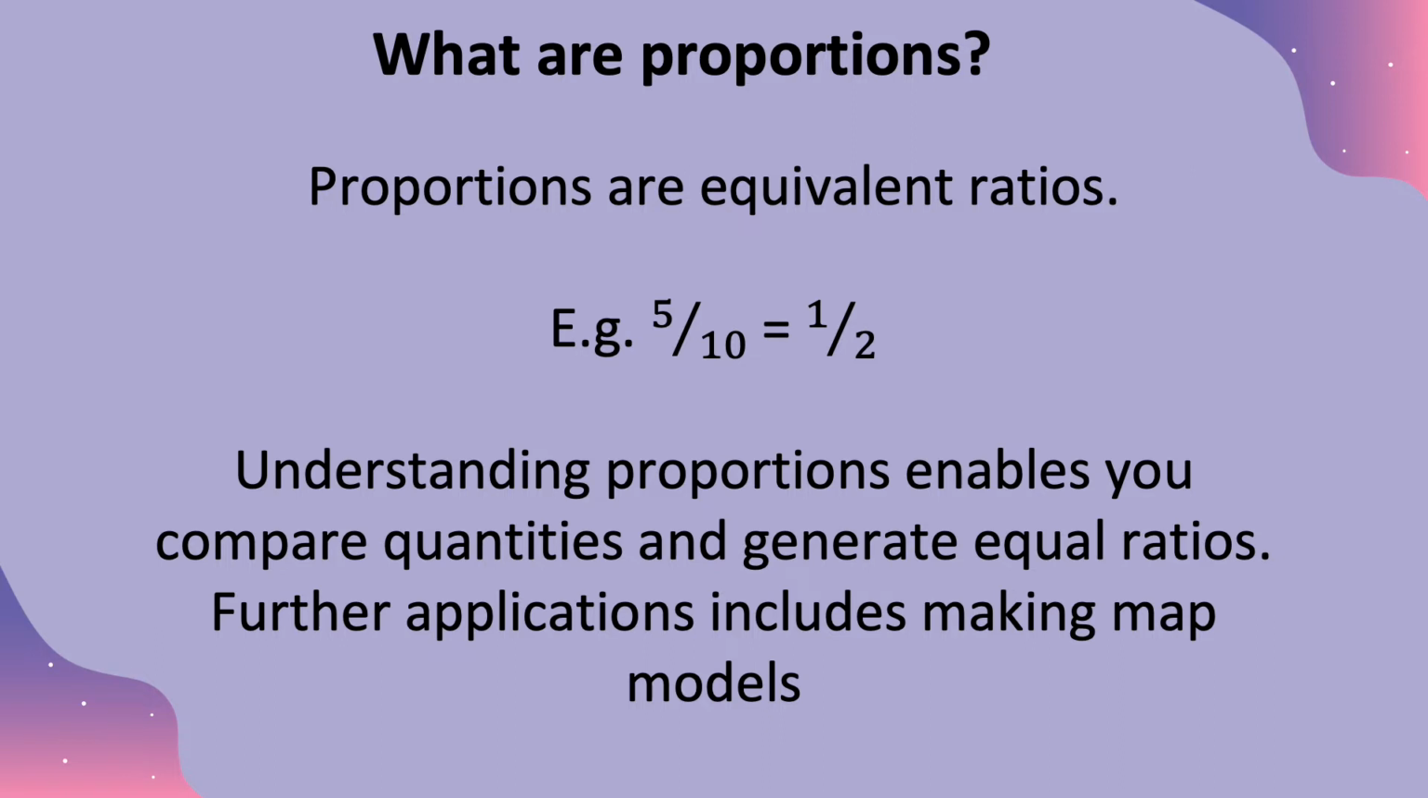Proportions are simply ratios that are equal to each other. When I say two ratios that are equal to each other, I mean this in the sense of two fractions being equal to each other. For instance, 5 out of 10 is equal to 1 over 2. Proportional reasoning can be applied to everyday life, such as in the ability to compare and produce equal ratios, as well as making map and scale models.